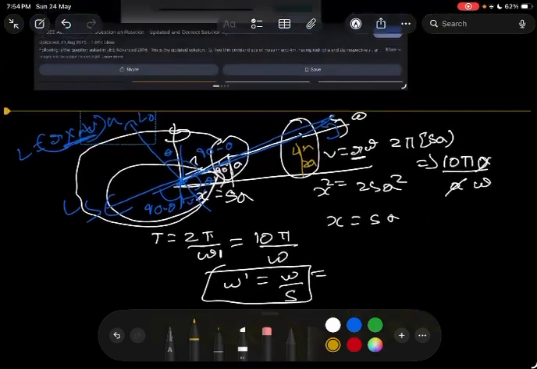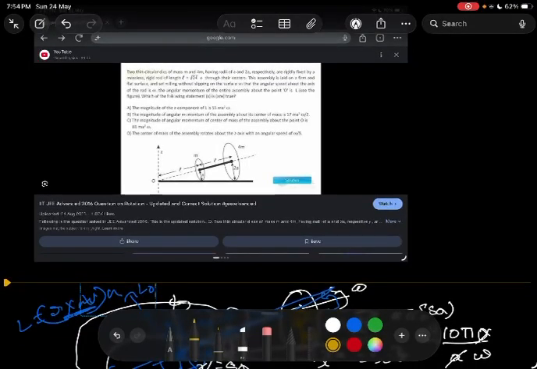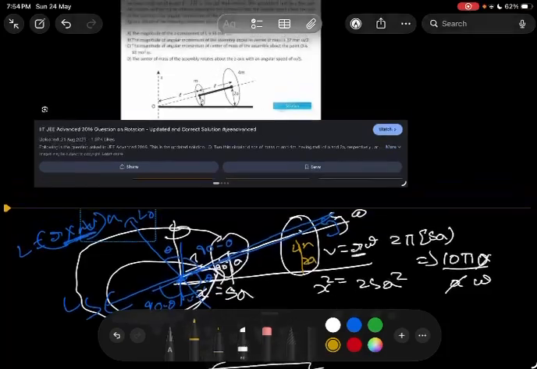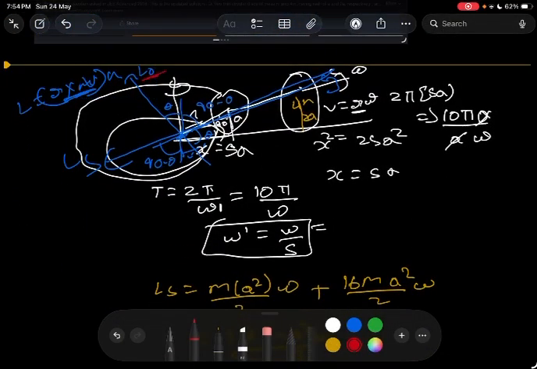Let's see if the option is there. 17 ma square omega by 2, the magnitude of the angular momentum of the assembly, the system. Okay, now we understood the center of mass. Why do we need the center of mass? We want the L naught value, right?